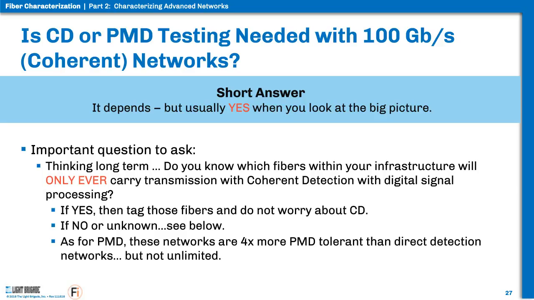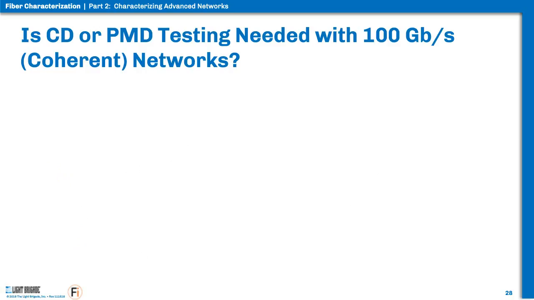So if you know that you're only going to carry transmission with coherent detection and digital signal processing on that fiber, okay, fine. Tag those fibers and don't worry about CD. You can also say that about PMD, but remember, PMD is not unlimited with 100 gig. It's 4 times more tolerant, but there are some limits there as well. But if you don't know for sure what you're going to do with that fiber, you really need to consider baselining it.